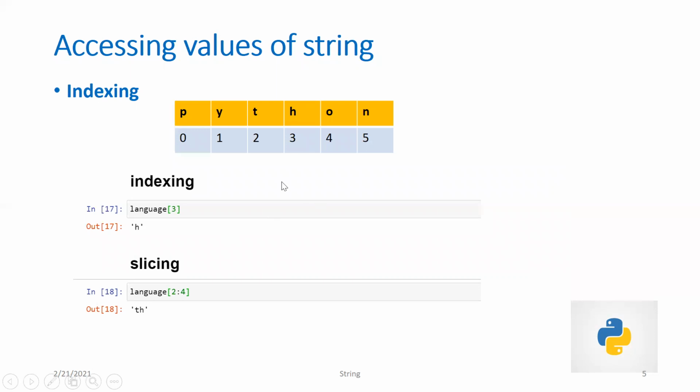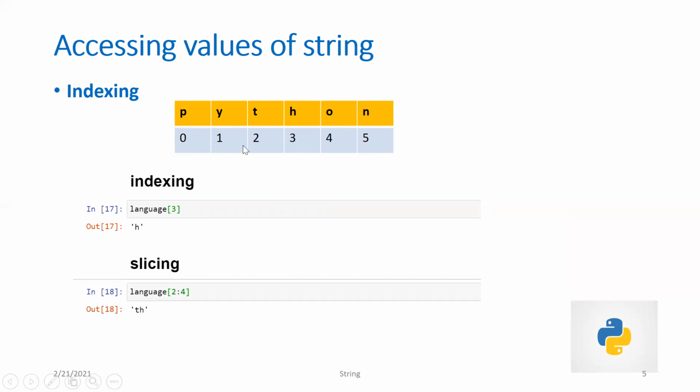We are familiar with this thing. Indexing always starts from 0 to n minus 1. So here n equals 6, there are 6 characters in Python, and as n equals 6, the last index should be 5. N minus 1, that means 6 minus 1 equals 5. So the index will be from 0 to 5.